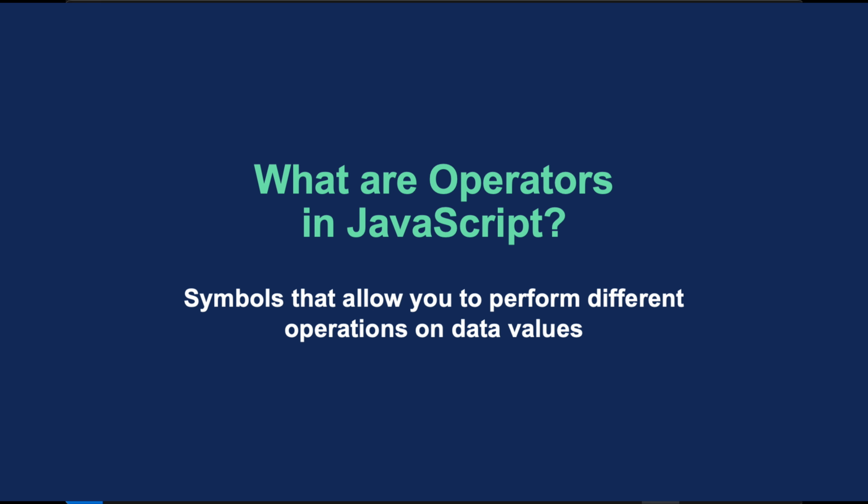But first, what are operators in JavaScript? Operators are symbols that allow you to perform different operations on values. These values are called operands. With operators, you can perform calculations, assign values to variables, compare values, and even combine conditions.